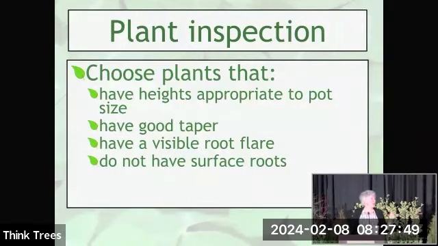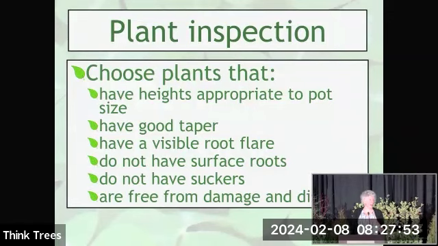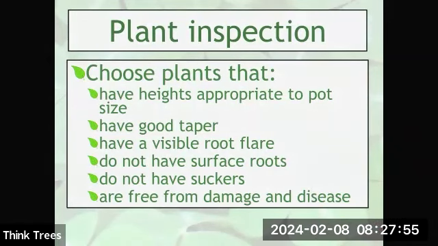They don't have surface roots. They don't have suckers. And they don't have damage and disease. And you'd think that last point is obvious. You'd be surprised how many things you will find in retail nurseries which are both damaged and diseased. They should have been pulled out long before they got to the retail nursery, but they're not.